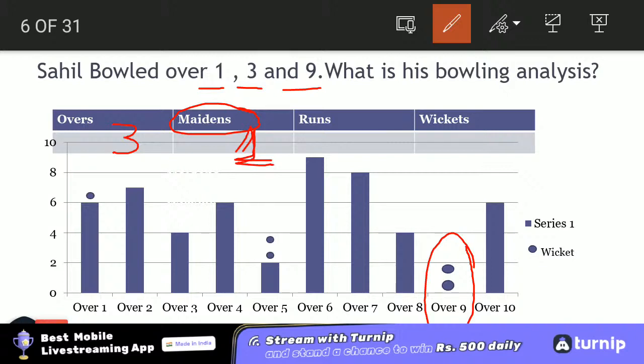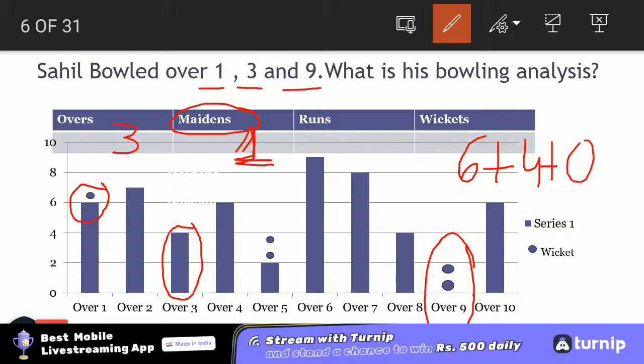Okay. Now you need to tell how many runs were given by Sahil. मतलब जब साहिल बॉलिंग कर रहा था तो कितने रन्स हो गए थे. So Sahil bowled over 1. ओवर 1 में कितने रन्स थे? 6. फिर साहिल ने ओवर 3 किया. ओवर 3 में कितने रन्स थे? 4. फिर साहिल ने ओवर 9 किया जिसमें कोई रन नहीं था. We know it is 0. So how many runs were made by Sahil? 10.